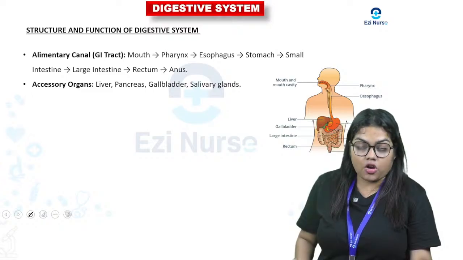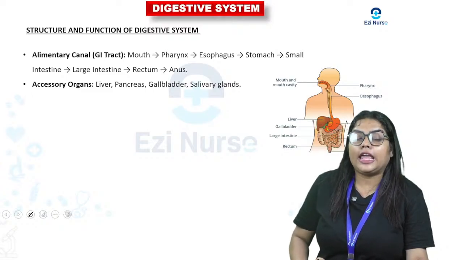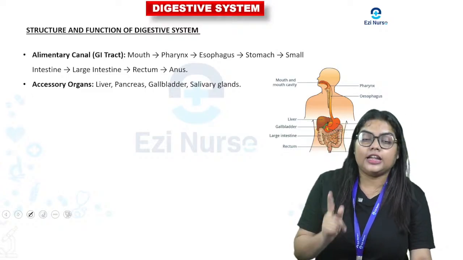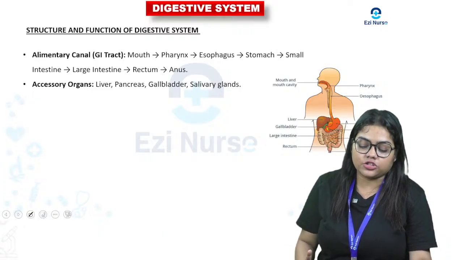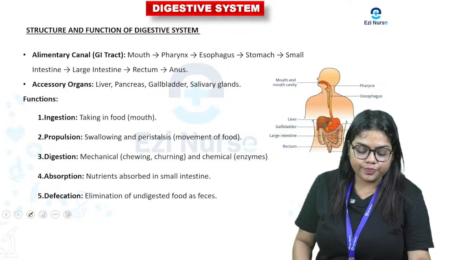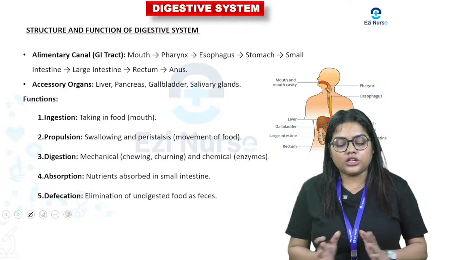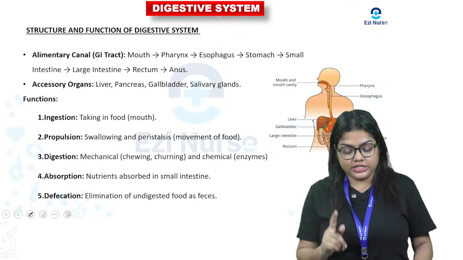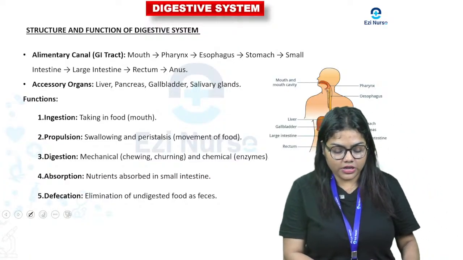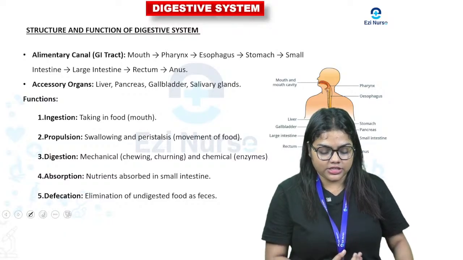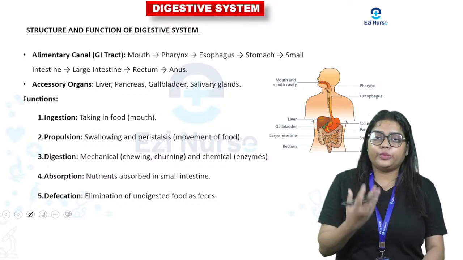It has accessory organs, which are not exactly the main part, but are involved in digestion, like the liver, pancreas, gallbladder, and salivary glands. What are the functions? The functions of the digestive system are ingestion, which is taking food into the mouth, propulsion, which is swallowing, and peristalsis, which is the movement of food.